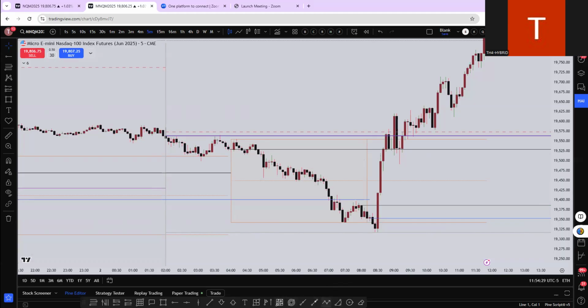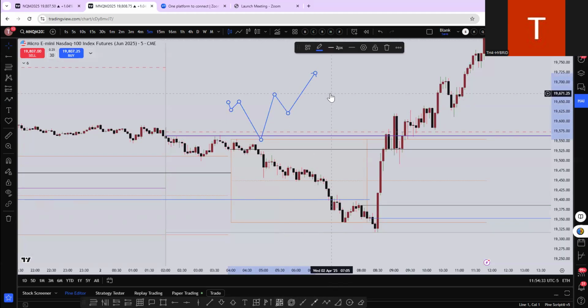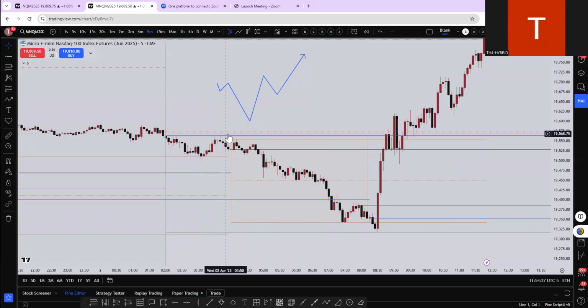As usual, we're going to use our fractal that we're going to know and love. So this is essentially an accumulation. When we take the low, order of delivery says sell side to then go higher.